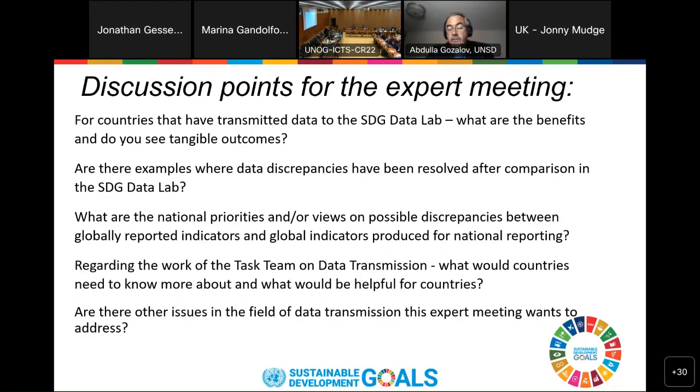The SDG Lab continues to function, and it is open for use by the countries. The countries can continue to upload their data and compare their data to the current version of the global data set. But as regards data transmission between the countries and custodian agencies, that is outside of the scope of the SDG Lab. That's the short answer to that question.